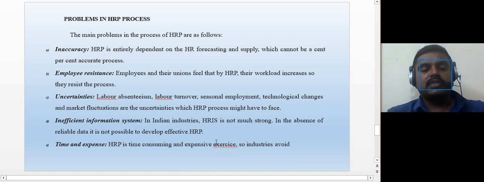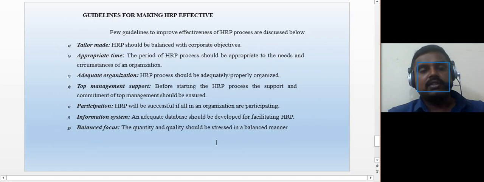And the time and expenses. HRP is a time-consuming and expensive exercise, so industries can avoid such problems. Okay, sir. The next thing is the guidelines for making HRP effective.